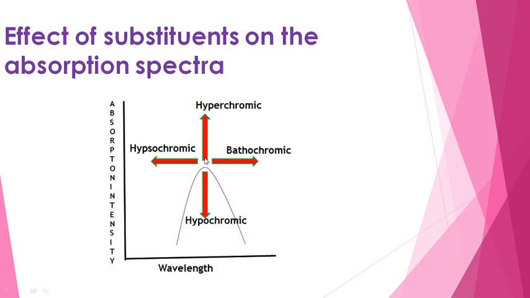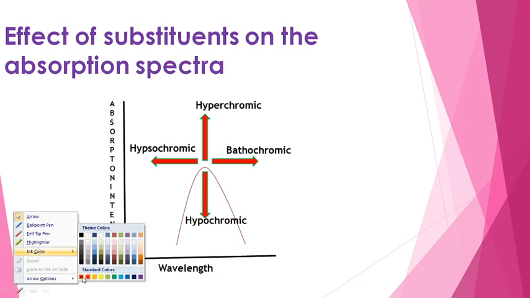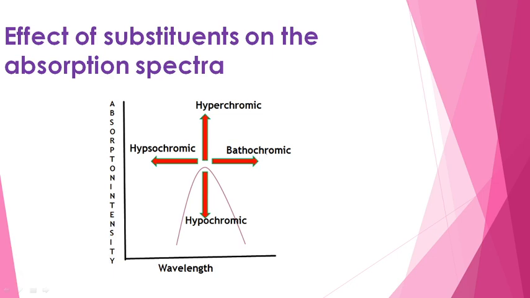If the intensity maximum increases, then we call the shift a hyperchromic shift. If the intensity maximum decreases, then we call the shift a hypochromic shift. One thing is very clear here: whenever we find bathochromic shift, in addition there must be hyperchromic shift also. That means if there is an increase in the lambda, there must be an increase in the epsilon also.